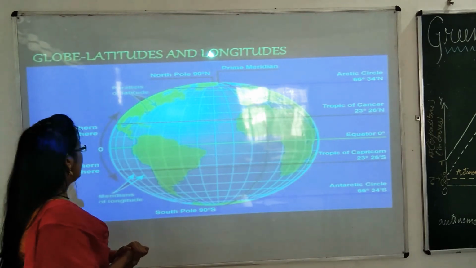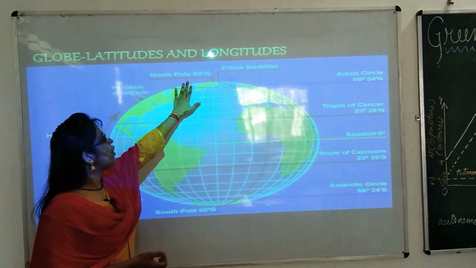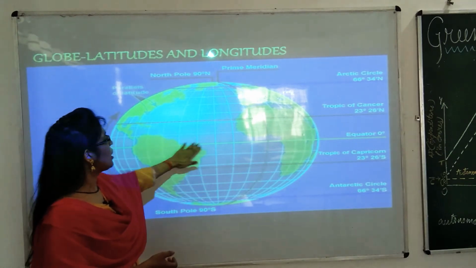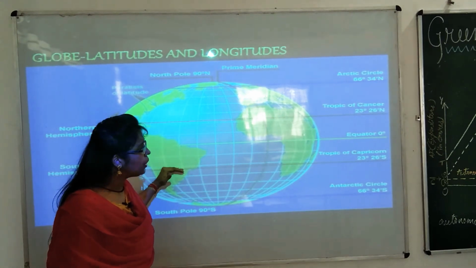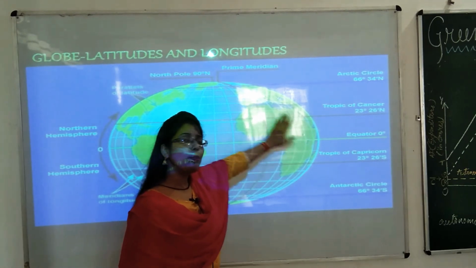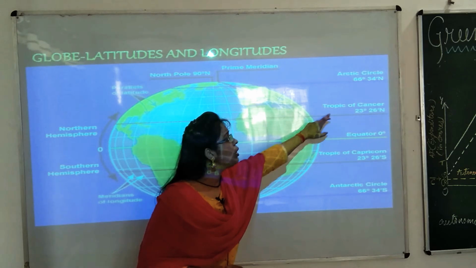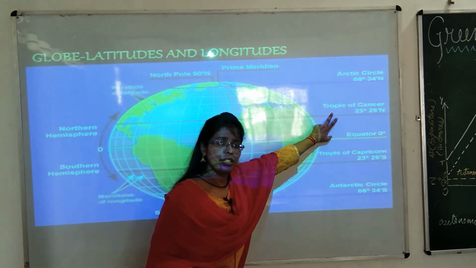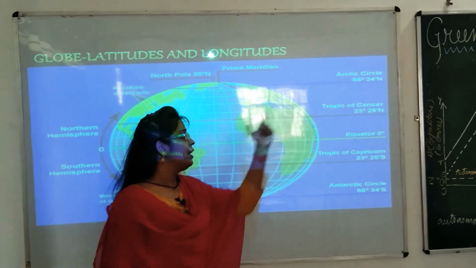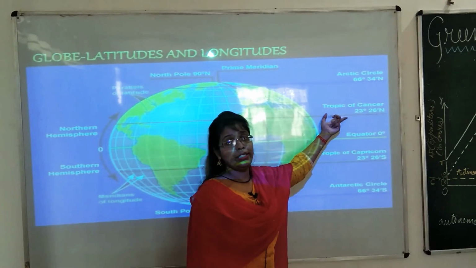You have studied the North Pole, South Pole, prime meridian, and the equator dividing the earth into equal hemispheres. Now from the equator, you know this is the northern hemisphere. So the Tropic of Cancer is an important latitude at 23 degree 30 minute, or 23.5 degree north. It represents the Tropic of Cancer.